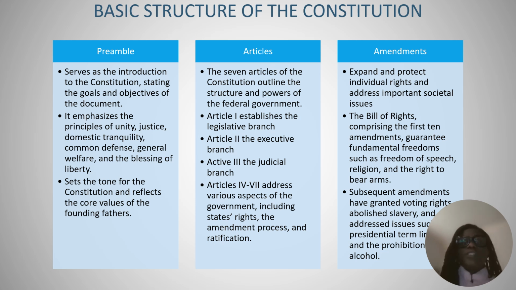The Constitution is divided into 7 articles, each addressing different aspects of the government's structures, powers, and functions. The articles outline the framework for the federal government, including the legislative, executive, and judicial branches, as well as the relationships between the federal government and the states.